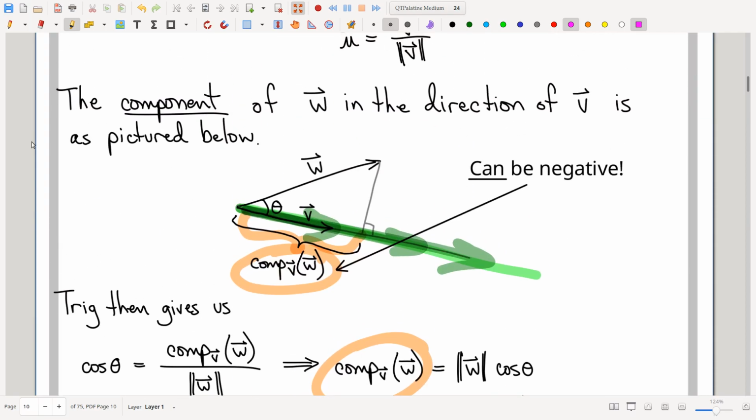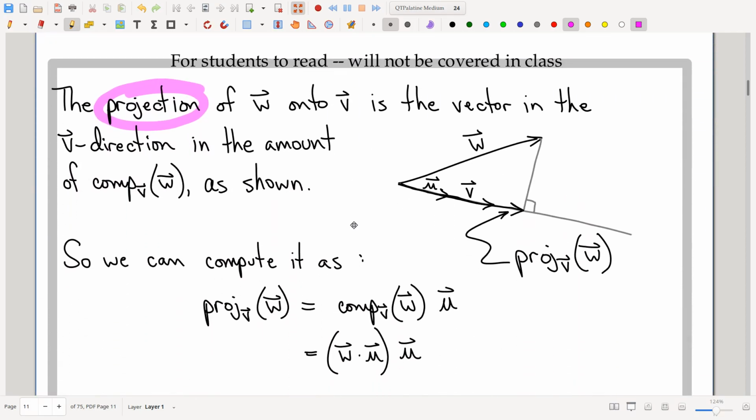Let's go back up to here. A component is your yardage gain or loss, right? You either gained 7 yards or maybe you lose 3 yards. It's a scalar. That's not what a projection is. A projection is a vector. It's literally the vector that is what you might call the relevant part of W. Everybody see the difference, right? Vectors and scalars are different things.